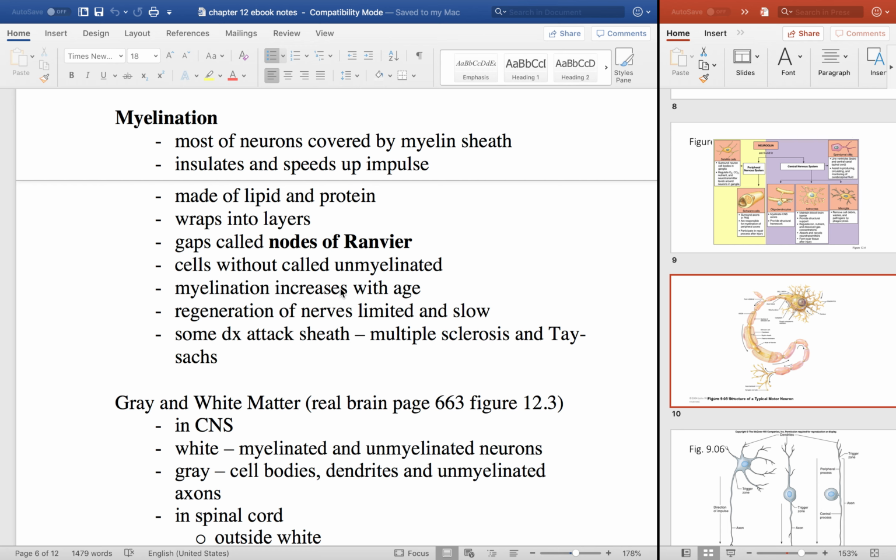Myelination itself increases with age. So think of a baby. They aren't very coordinated when they come out. They can't focus their eyes. They can't grasp things very well. The neurons are unmyelinated, so the impulses are very slow. As they get older, they become more and more myelinated, so the impulses increase.